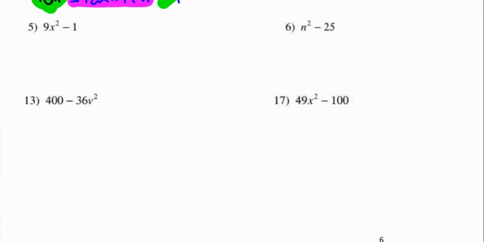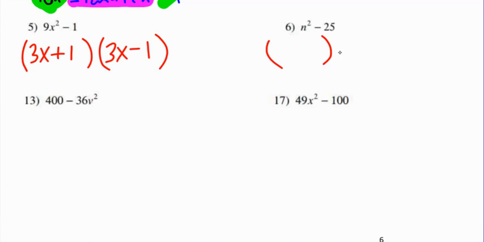Let's look through a couple more. We have 9n squared minus 1. So 9n squared, we can put that into two factors of 3n and 3n. And the square root of 1 is 1. Again, one plus and one minus. Next, n times n gives me n squared, and 5 times 5 gives me 25. And I have a minus and a plus. Again, the order doesn't matter.